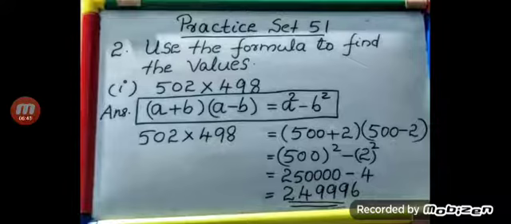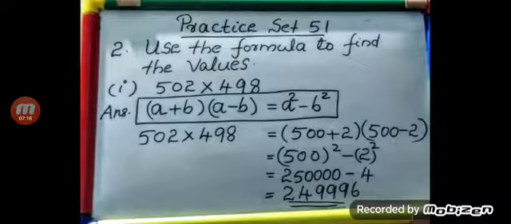Question number 2. Use the formula to find the values. So, you will have to find out the values of the given multiplication. First one is 502 multiplied by 498. Here you can't multiply directly, you are going to use the formula and find out the values. Here you are going to use which formula? a plus b into a minus b is equal to a square minus b square.